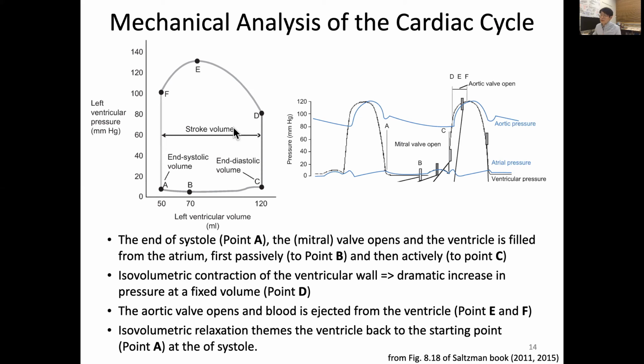So you look at it here, the volumes at A and C, which are end systolic volume and end diastolic volume, that difference is defined as stroke volume. And you can see the aortic pressure from about 80 to over 120.